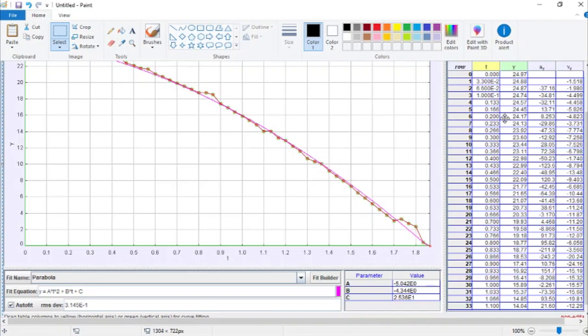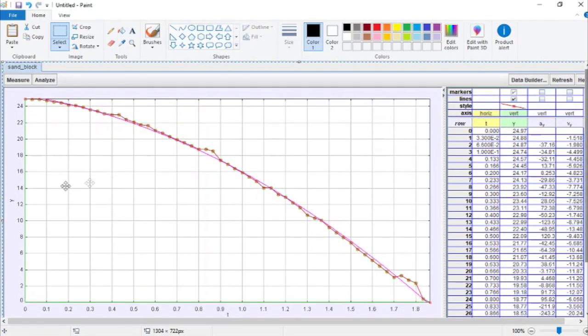So I hope that's been a helpful video for you, learning about 3 different ways to get acceleration from your data in Tracker. Next time we're going to take a look at how to program in our own quantities that we want to graph, like potential energy, and we'll see how to do that.